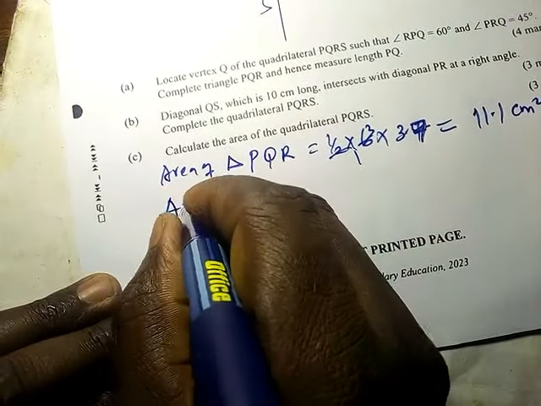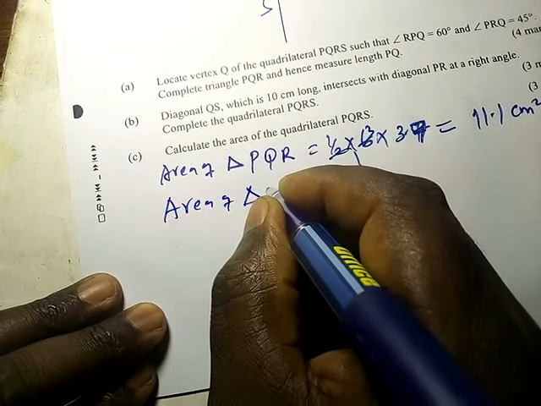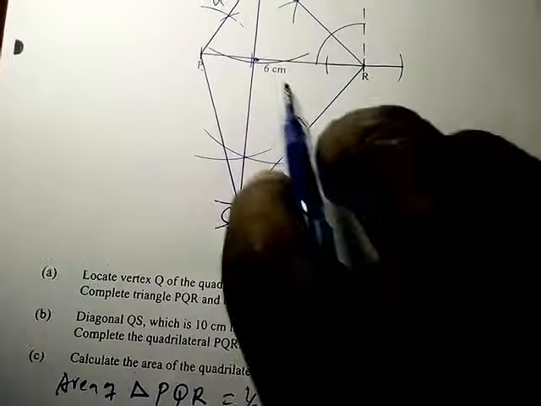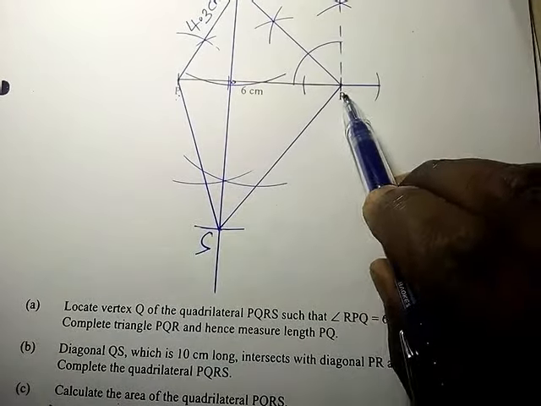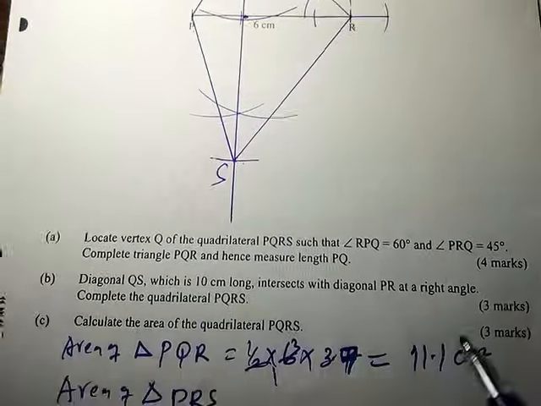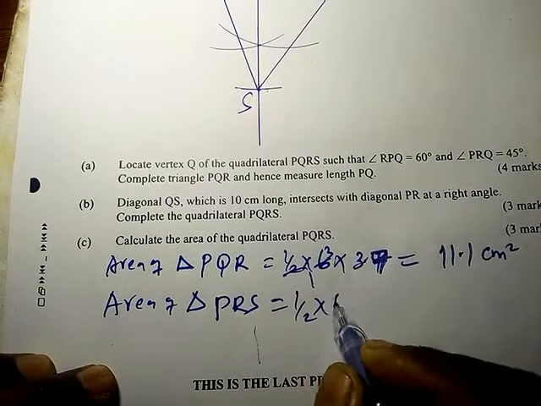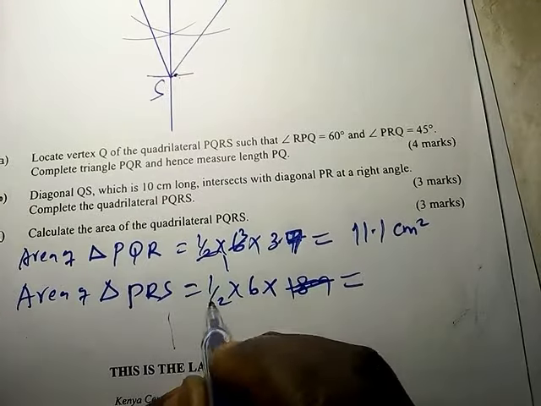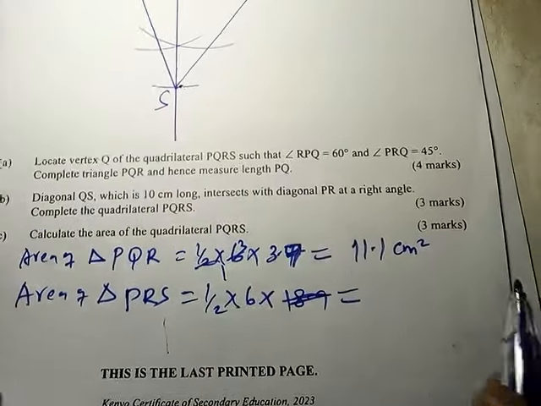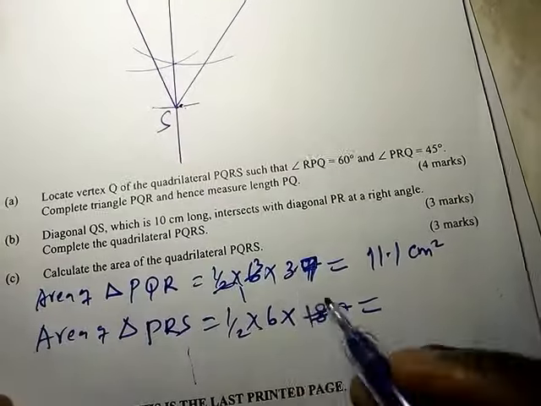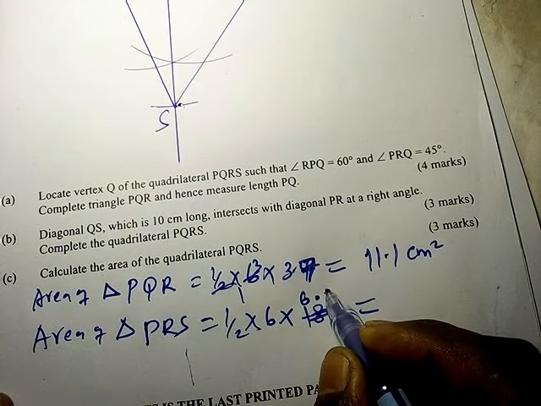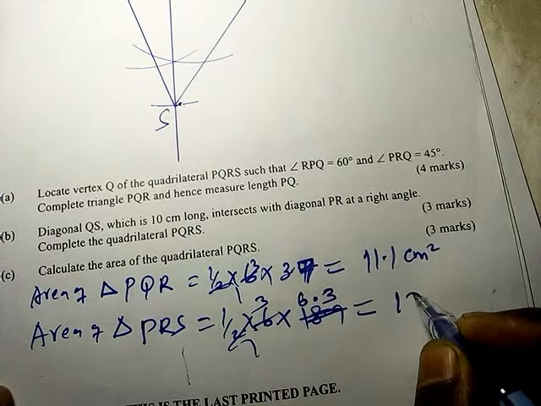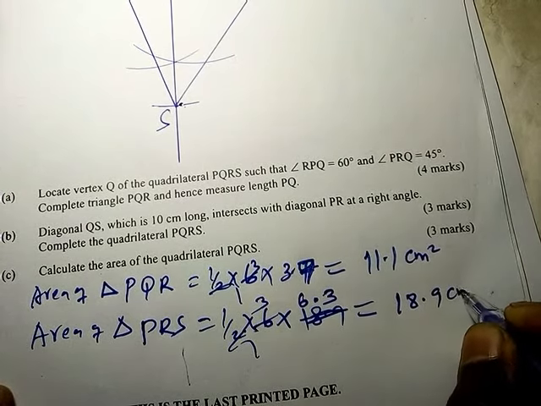So area of triangle PRS, the base is the same, so which is going to be 1/2 × 6 times the height from here up to here. You measure, so it is 1/2, and the distance from here to here mine is 6.3. So 1/2 × 6 × 6.3, and this one is going to give us 18.9 centimeters square.